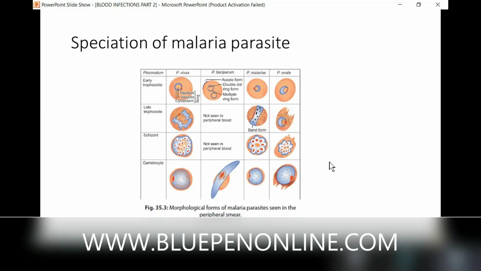After some time, early trophozoites transform into late trophozoites. Late trophozoites are the second line. There you see an amoeboid form of cytoplasm with a central nucleus. Whereas in Plasmodium malariae there is a band form, and in Plasmodium ovale the signet ring form is retained, but the RBC will be lysed. There will be a ruptured RBC. But Plasmodium falciparum won't have late trophozoites in the peripheral smear. I'll tell you why later.